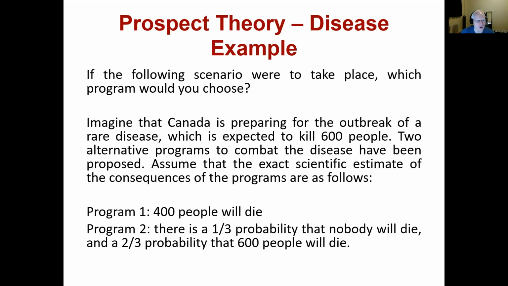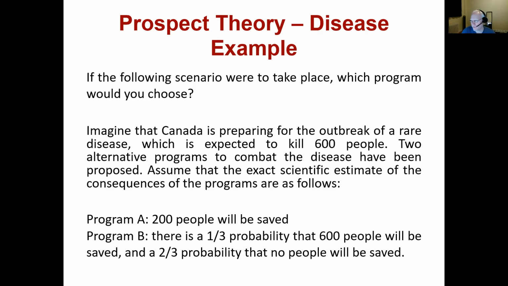Advantage of the sure thing is that at least you know for sure some people are going to be alive. Advantage to the gamble, yes, everybody could die, but you're also in a scenario where everybody could live. Now let's look at A and B. Okay, 200 people will be saved. That's easy. 100% chance, 200 people will live. Expected outcome, 200 people living.